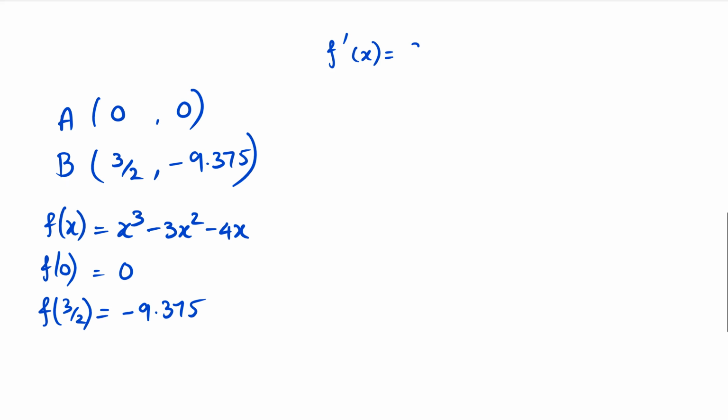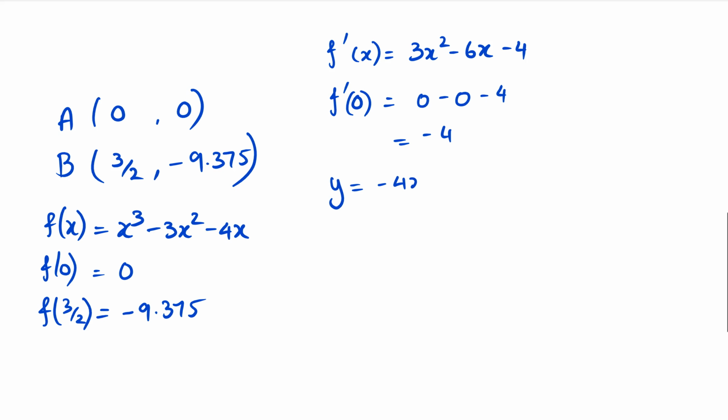So we've got to work out what the gradient is. Now we know the gradient function, that is 3x squared minus 6x minus 4. So the gradient at 0, what have we got? We've got negative 4, because 0 minus 4, we're going to get negative 4. And because we know that the tangent is going through 0, we can say the first tangent is going to be negative 4x plus 0, so we don't need to worry about calculating the c value.